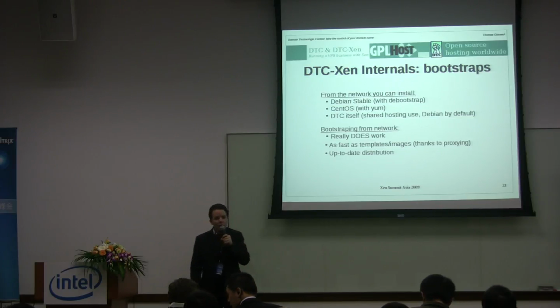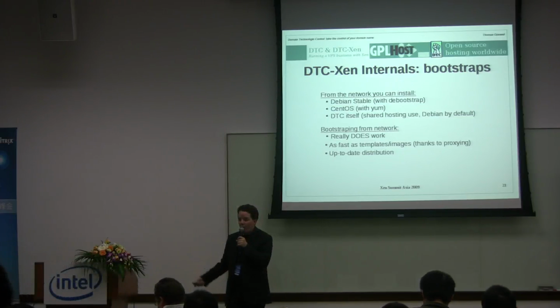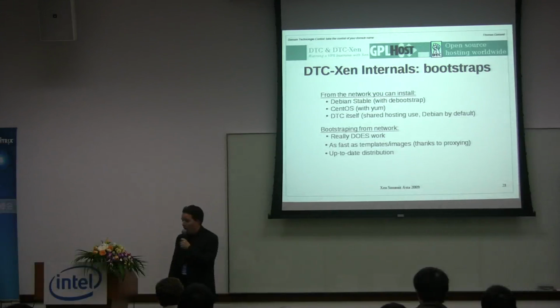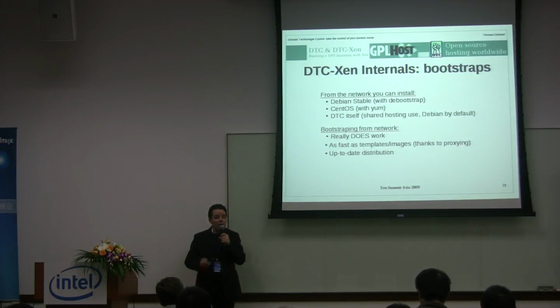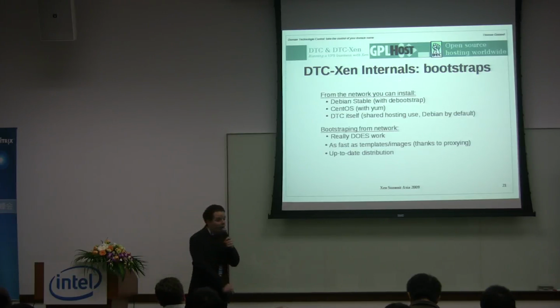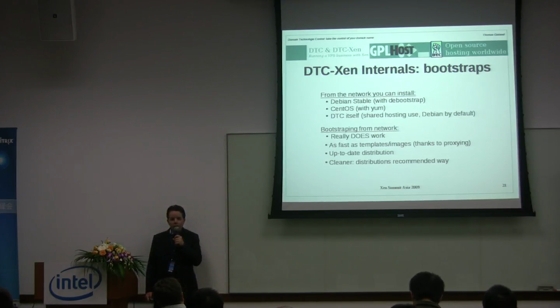And an image is always being too old. Like every 3 months you would have to remake your images. That's not viable. When you pull from the network using YUM or Bootstrap, then you always get an up-to-date distribution, and you leave the work of having an up-to-date distribution to the guys that are writing the distribution itself. And it's as well cleaner and recommended by the distributions.